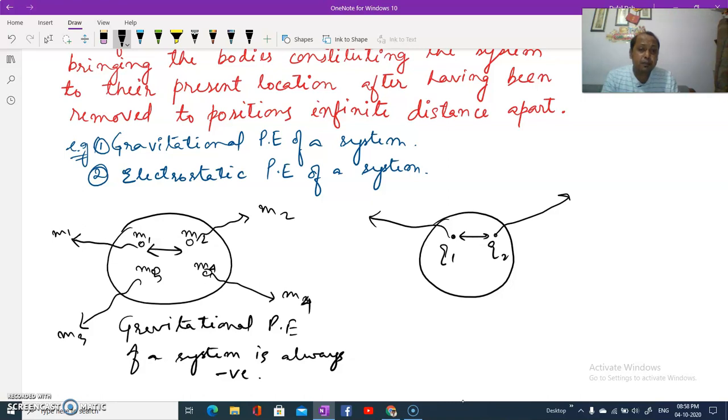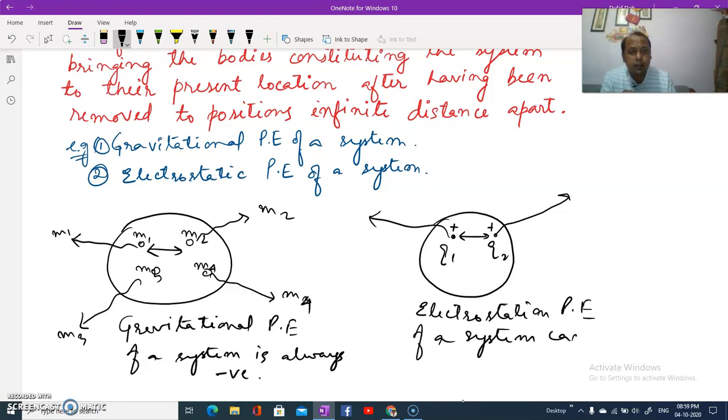But at the same time, suppose that these two charges Q1 and Q2 both have the same polarity. Suppose you consider that both are positive. If both are positive, you take them to infinity and you bring them together. You have to do the work because there is repulsion and you are bringing them together. So the work done by you will be considered as positive. So we can write here: electrostatic potential energy of a system can be negative as well as positive.